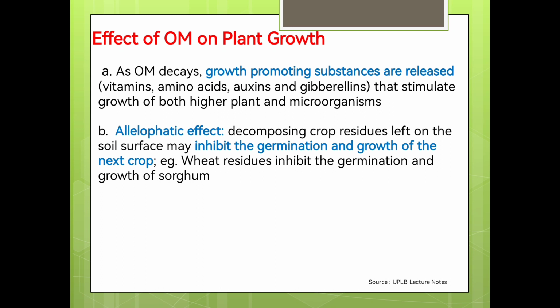At the same time, it also has an allelopathic effect, especially when the decomposing crop residues are left on the soil surface, because it inhibits the germination and growth of the next crop. It doesn't apply to everything. Some of them have an allelopathic effect. For example, wheat residues inhibit the germination and growth of sorghum. So you have to consider the materials that you are going to incorporate.